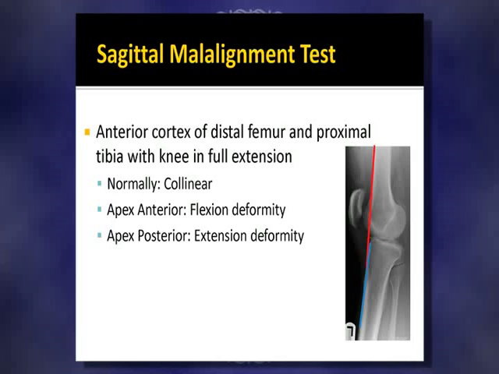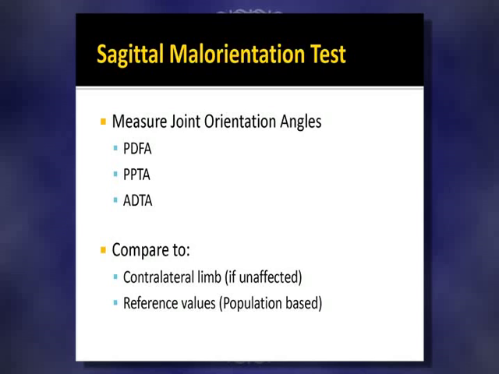Just like with the frontal plane, you have the sagittal malalignment test and the sagittal malorientation test. If you get an x-ray with the knee in full extension, in almost all of us, if you drew a line from the anterior cortex of the femur, it should be collinear with the anterior cortex of the proximal tibia, give or take 5 degrees. So that's a good starting point if you can get an x-ray in full extension. The malalignment test will tell you whether there is or is not malalignment. But it's honestly not as strictly adhered to in the sagittal plane as it is in the frontal plane. But it is important to measure all these malorientation angles.